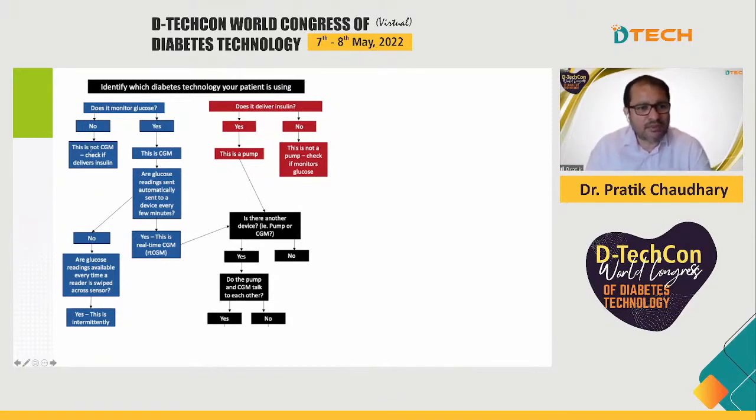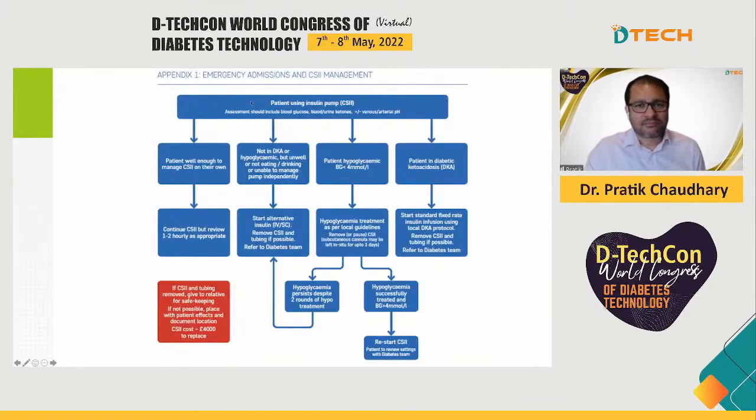So, does it monitor glucose? Check. If no, if it doesn't monitor glucose, then it's going to deliver insulin. If it does, if it's a CGM, is it a real-time CGM or a flash monitor? And do you need to swipe it to get data? If it delivers insulin, is there another device? Is that a closed-loop system? So understand what's going on.